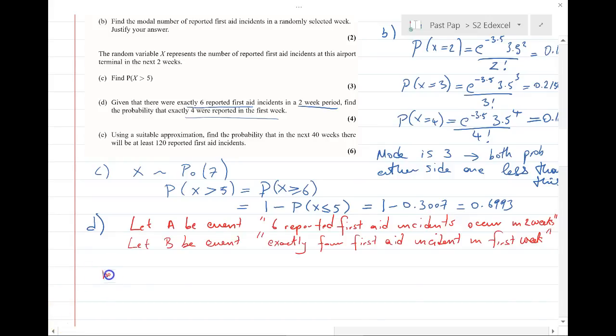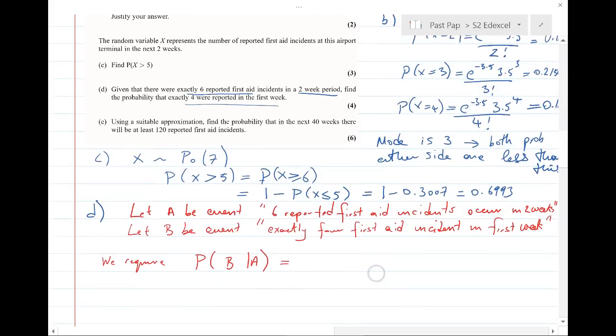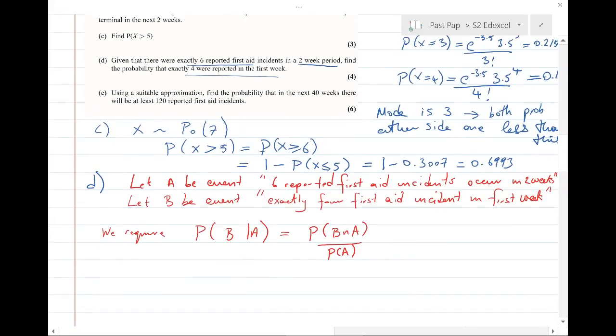Okay, and the probability we require, it's asking for, given that the 6 reported first aid incidents happened in the 2 weeks, find the probability that exactly 4 were reported in the first week. So we know that A has happened. What is the probability that if A happens, B happens? You can see why I might have preferred to label them the other way around, but it doesn't matter. So using the law of conditional probability, or the multiplication law, that's P of B intersection A divided by P of A. So that's just how we're going to tackle this problem.